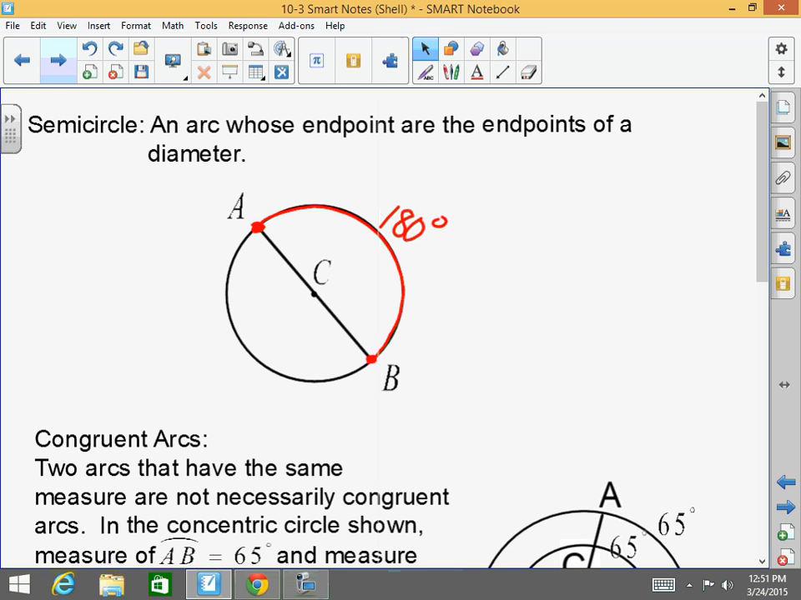Now, how can you recognize or tell that arcs are congruent?